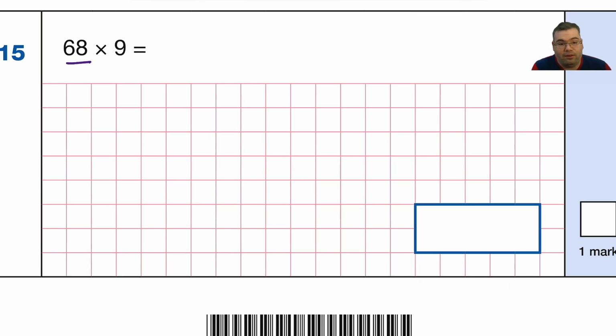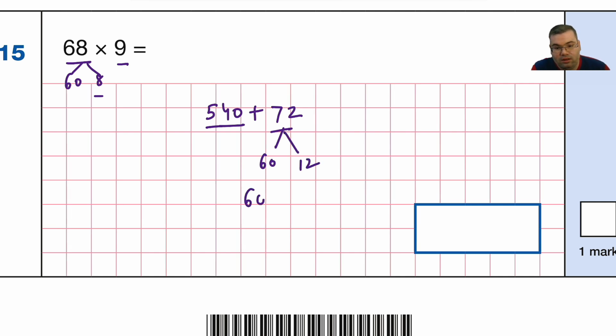So 68 times 9. Here we know that we will break it as 60 and 8, right? Now 60 times 9 is 540 plus 8 times 9, that is 72, right? 540 plus 72. Further, we know that we can make it to the nearest 100, so we need to add 60 here. So 72 you just break into 60 plus 12, right? Now 540 plus 60 is 600 plus 12, that is equal to 612, right?